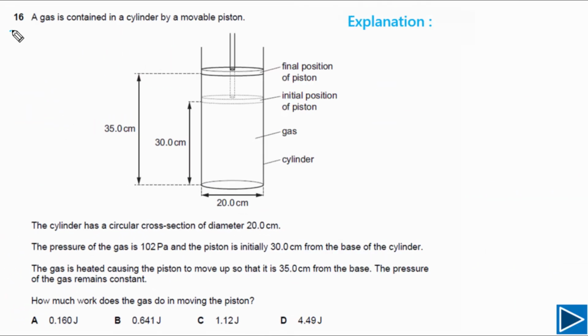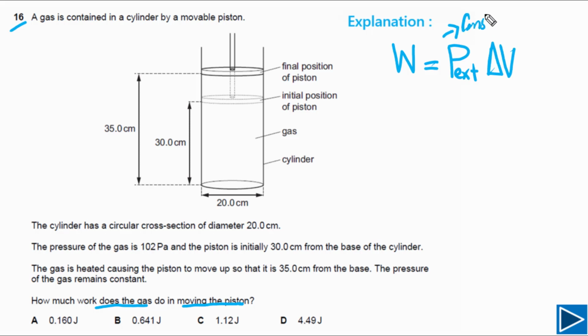For question number 16, we need to find out the work done by gas in moving the piston. How can we find the work done by gas? Let's say this is W, the work done by gas, or the work done on gas. That is equal to P external times delta V, and this formula we only use if the P is constant. P has to be constant. This is a very important point you need to understand: you can use this only if P external is constant.